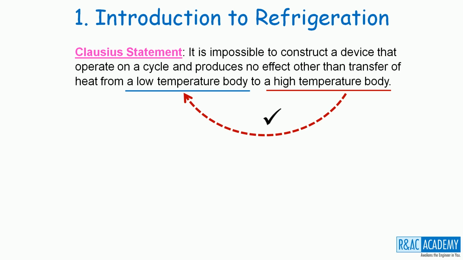But if we want the heat to transfer from a low temperature body to a high temperature body, then it will not happen on its own. We need to supply energy for that to happen. This is what was declared by Clausius, and this single statement evolved into a full-blown subject called refrigeration for all of us. Even today, any proposal that violates the Clausius statement will be declared invalid. Such is the significance of the Clausius statement.